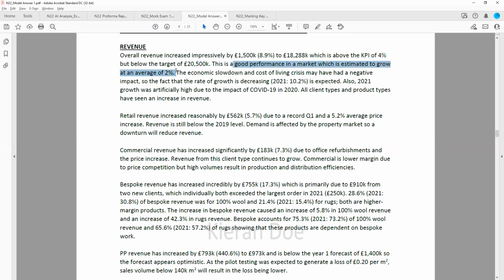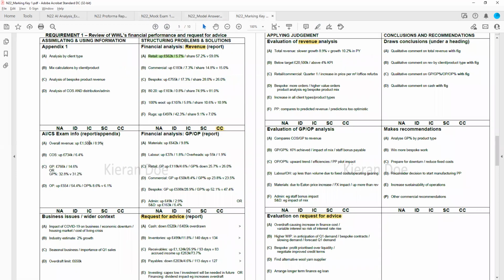Good performance compared to the market estimate. Slowdown in cost of living, compared it to the previous year artificially high, all clients have seen an increase. So you can see here that we get overall revenue, and you actually get that for the number being in the appendix. So that's been given that mark in that box. And then you can see our further analysis points. We've compared the growth to the previous year. We've said it's below the target. We did the KPI as well.